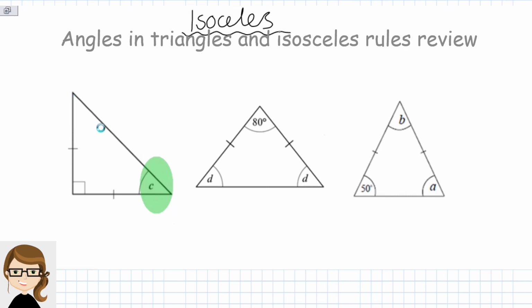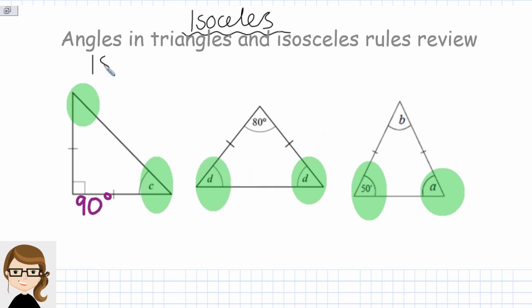So this angle and this angle are the same. This angle and this angle are the same. And these two angles are the same. So we can use this to solve our missing angle problem. We know this one is a right angle, and we know the angles in a triangle add up to 180 degrees. So we just need to take 90 away, leaving us with 90.